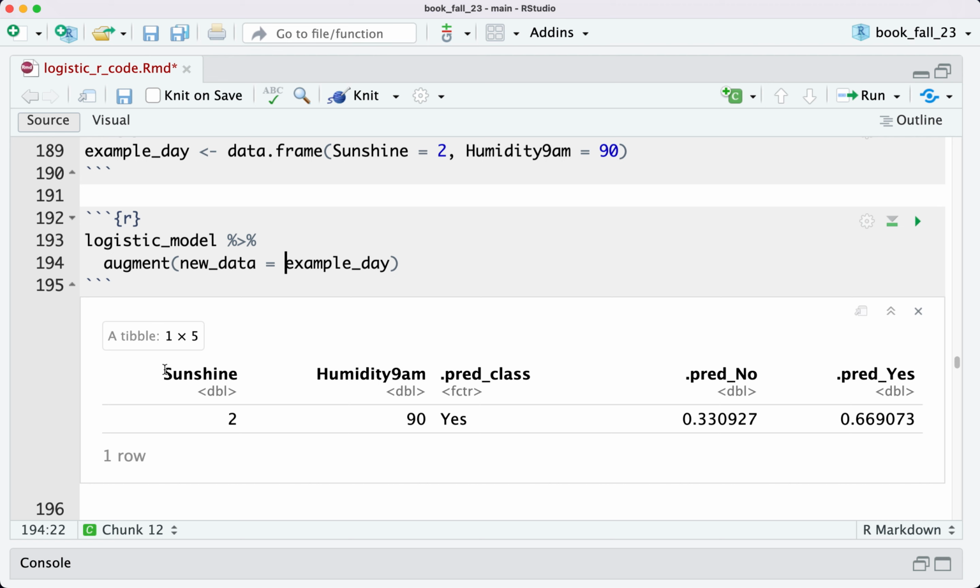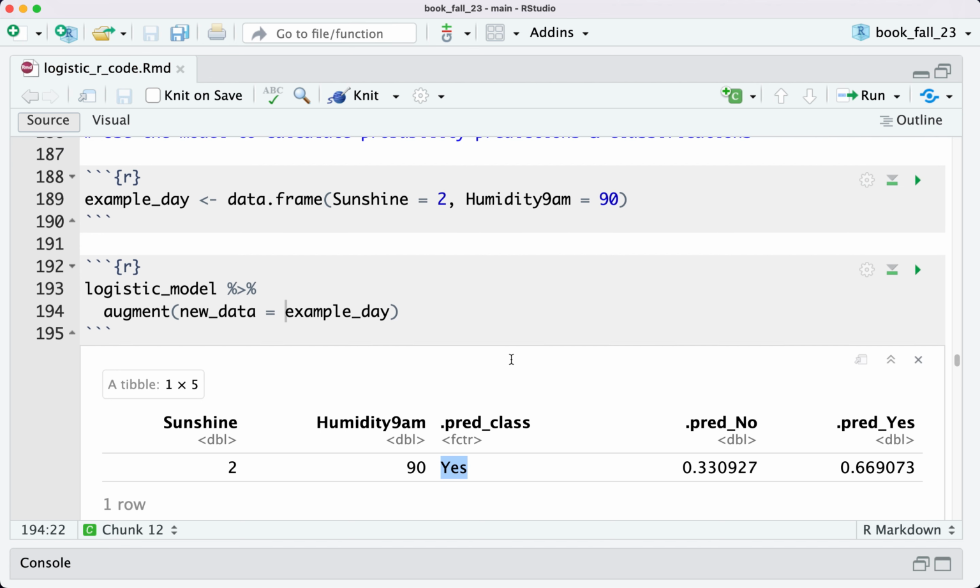So here we have, again, the information that we plugged in. Our day has 2 hours of sunshine, 90% humidity, and plugging these into our logistic model, we get out that the probability of rain tomorrow is 66.9%, which means there's a 33.1% chance that it does not rain tomorrow. And since this probability of rain is bigger than the probability of no rain, by default, we'll classify this day as yes. That is, we'll predict that yes, it will rain tomorrow.